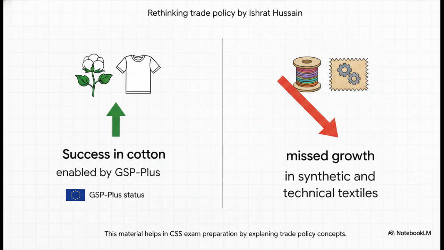Now, on one hand, it was absolutely a success. It expanded exports significantly by giving preferential access to European markets. But we completely failed to evolve beyond low-technology, resource-based products. We used this amazing access just to pump out more traditional cotton textiles. We completely missed the boat on the rapid global growth in synthetic fiber products and technical textiles. Basically, we grabbed the lowest hanging fruit and just stopped reaching.